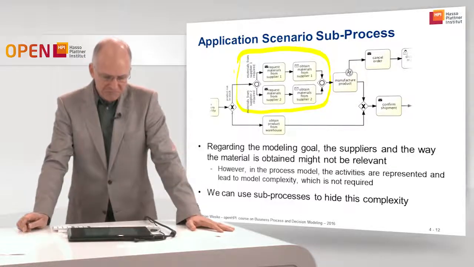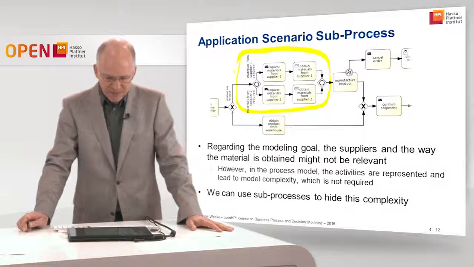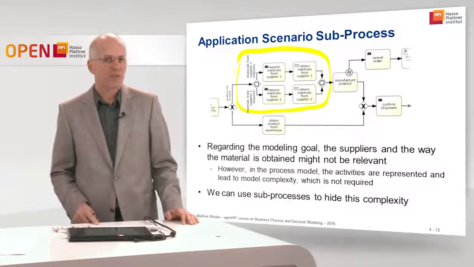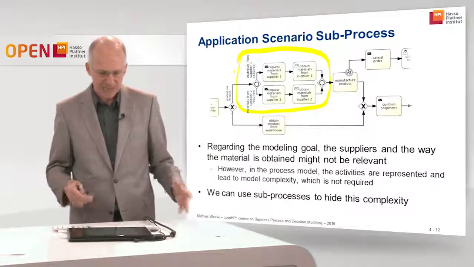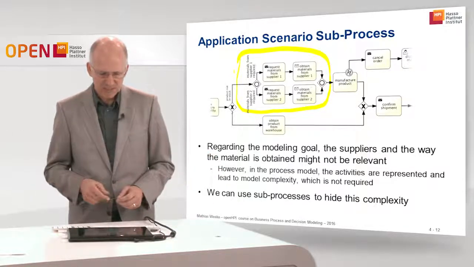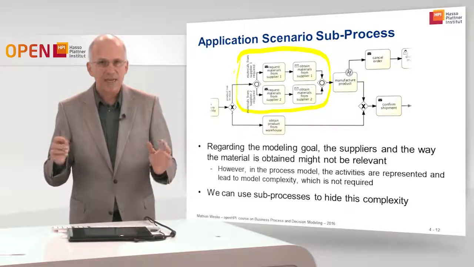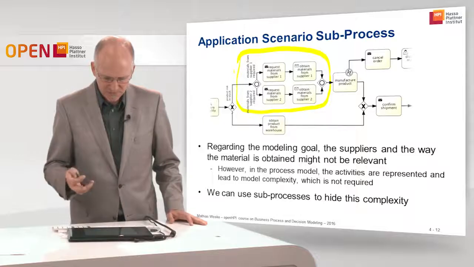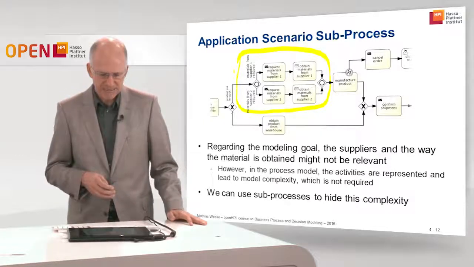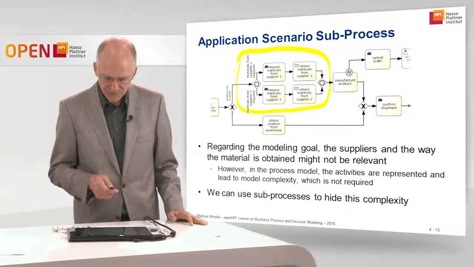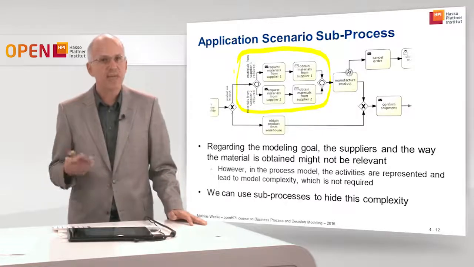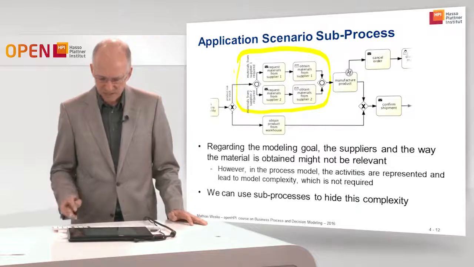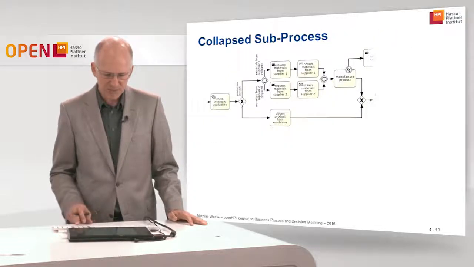And regarding the modeling goal, the suppliers and the way the material is obtained might not be relevant. So if this part is not relevant for the process at hand, for the discussion at hand, then we can hide this in a sub-process. However, in the process model, the activities are represented at this point in time, and they add complexity, and we want to get rid of this complexity, and of course we can use sub-process for achieving that.